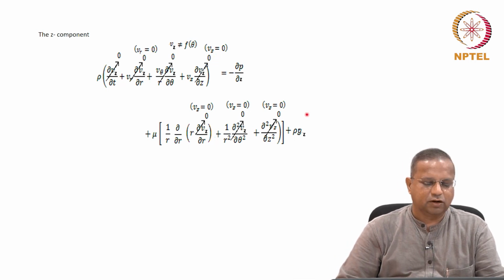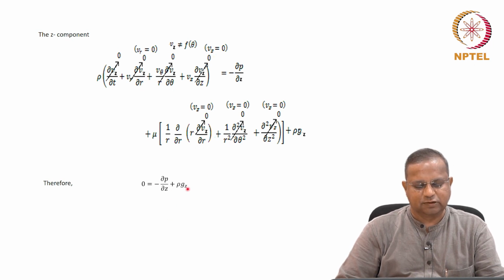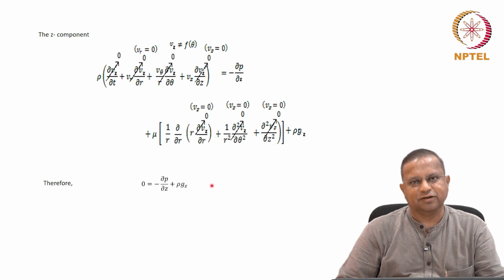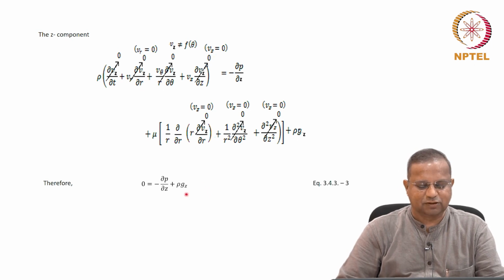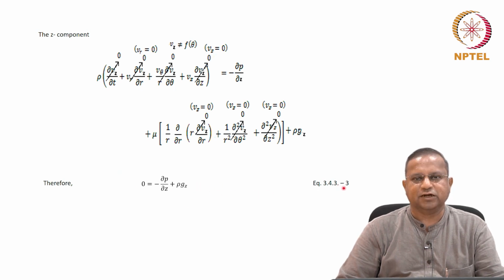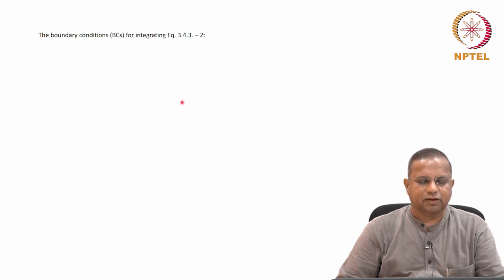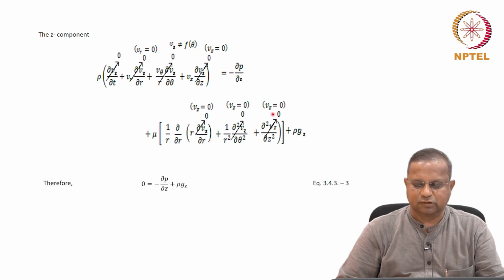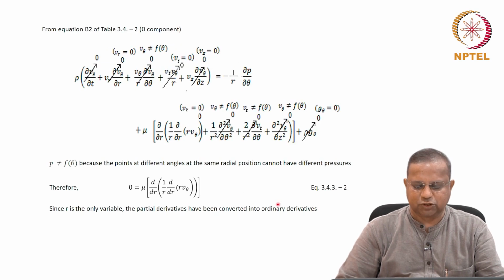Okay. So what is remaining here is 0 equals minus dou p dou z plus rho gz, which gives us the familiar relationship that we have already seen earlier. Anyway, let's keep it as it is. 3.4.3-3. Now the boundary conditions for integrating 3.4.3-2, which is this equation. Okay, this is the differential equation.